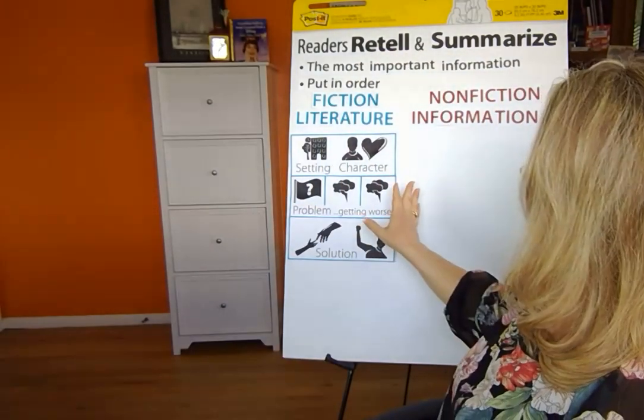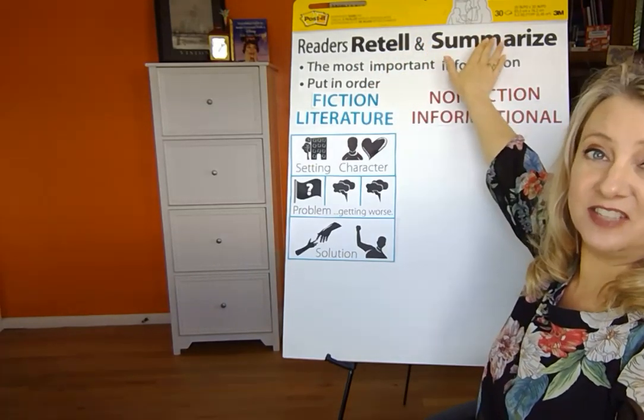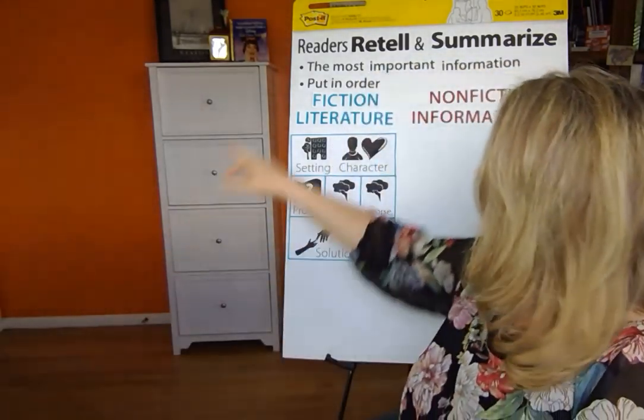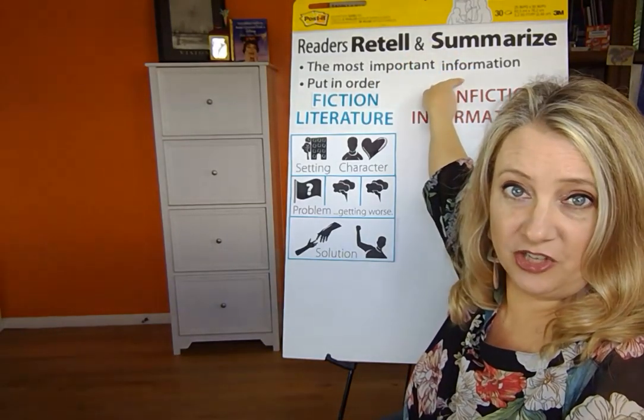Today's mini lesson is going to add on to the previous work that we were doing about retelling. I've even added something on to our anchor chart here today. It says readers retell and summarize. Okay, so what does that mean, summarize? Well, summarize means that you're going to give us a summary. And a summary is just the most important parts. And that was already part of our anchor chart. It says right here, the most important information.